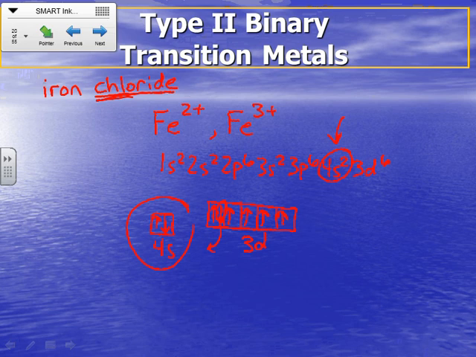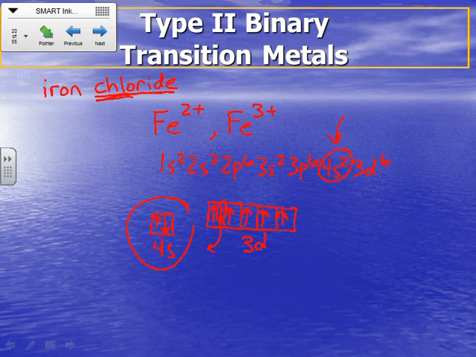So what we have to do, it's this section again, right here. What we have to do is we have to somehow make a note of which iron we're talking about when we name this thing, okay?